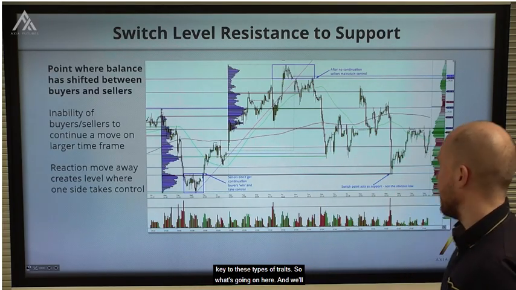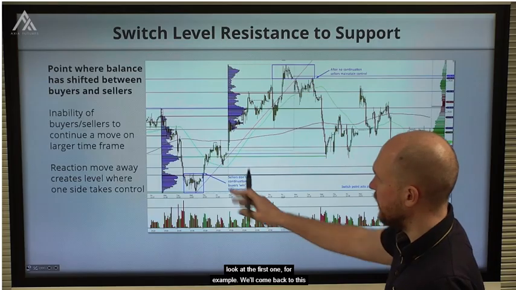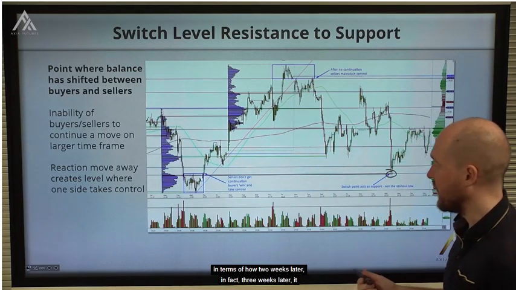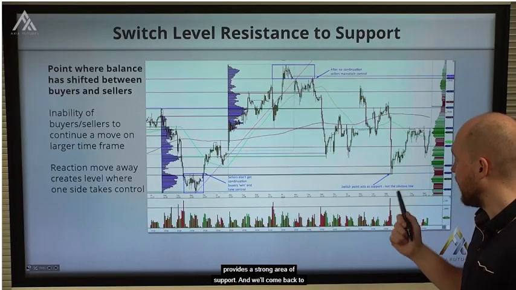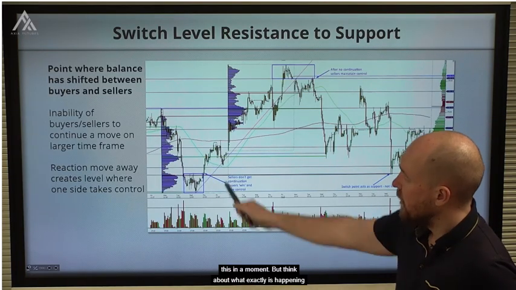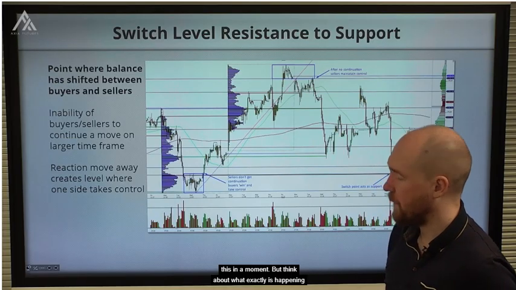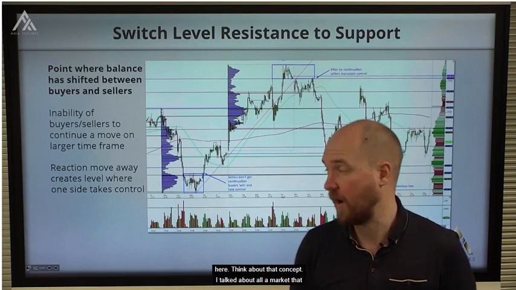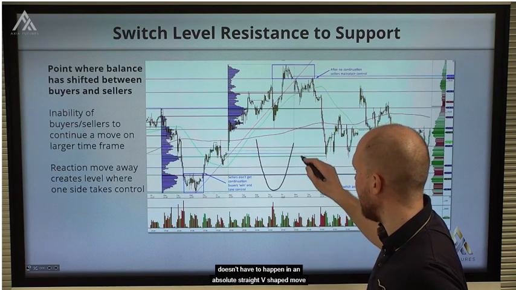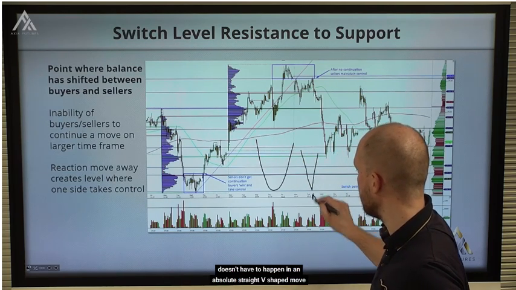So what's going on here then? We'll look at the first one, for example. We'll come back to this in terms of how 2 weeks later, in fact 3 weeks later, it provides a strong area of support. We'll come back to this in a moment. But think about what exactly is happening here. Think about that concept that I talked about of a market that runs out of sellers and will then find buyers. Now, this doesn't have to happen in an absolute straight V-shaped move like this.